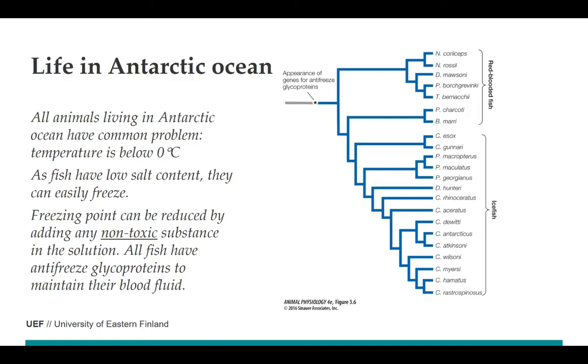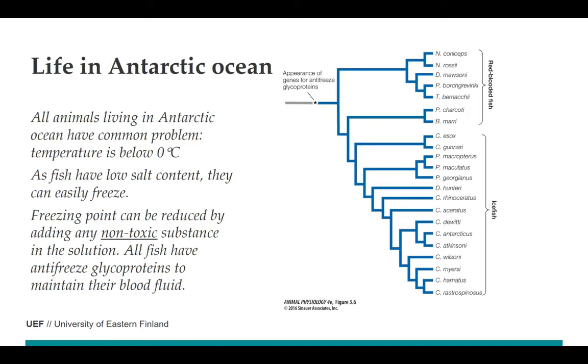And all the fish that are living in this Antarctic Ocean have these antifreeze glycoproteins. So it doesn't matter anymore whether they are ice fish or these red-blooded fish. There has been an appearance of the genes coding for antifreeze glycoproteins. So that most probably happened even prior to the evolution of the first ice fish.